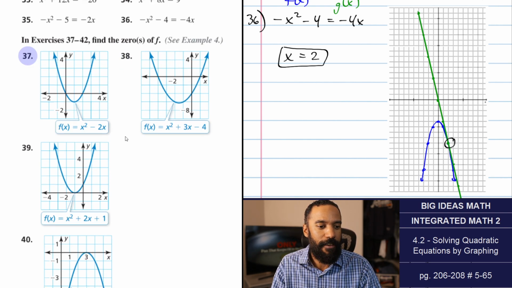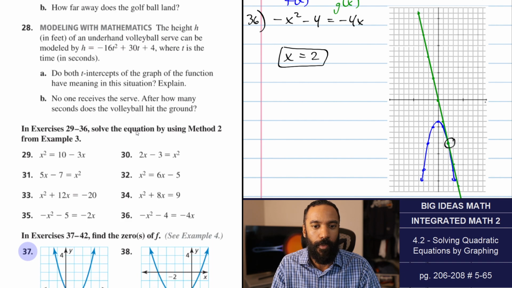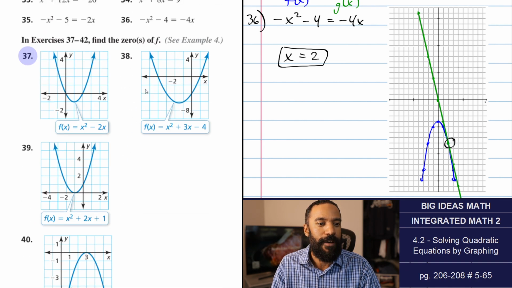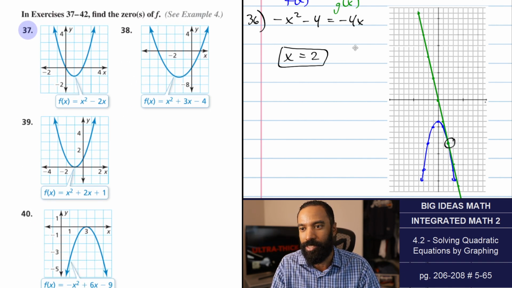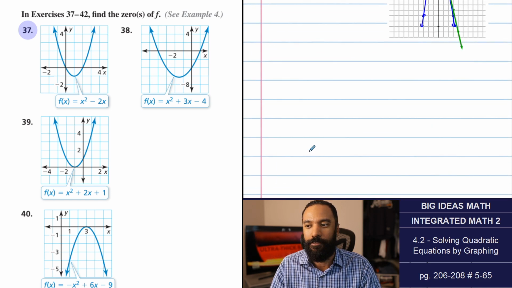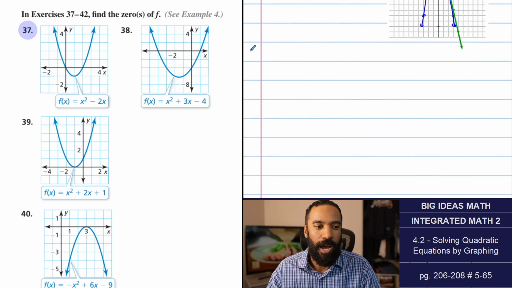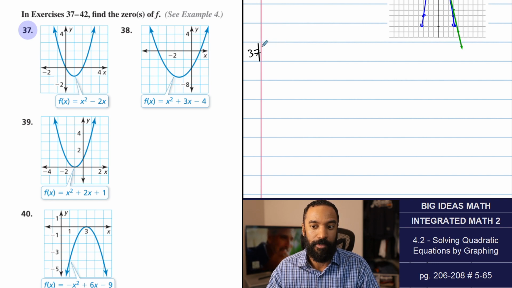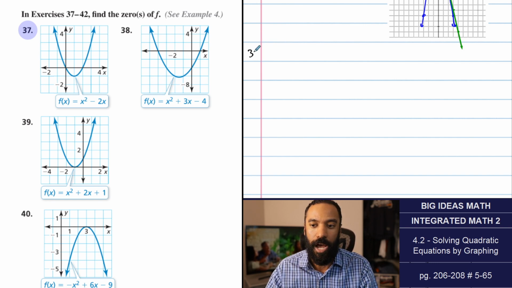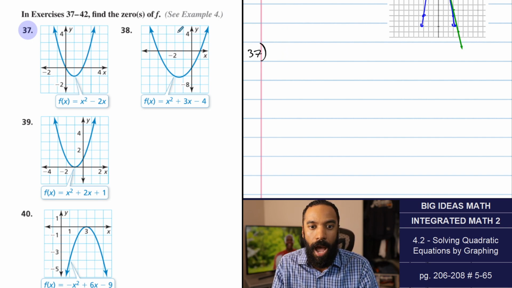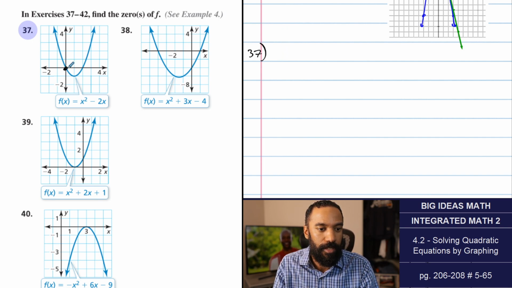All right, find the zeros of f on numbers 37 to 42, and we're given the graphs of those. So finding the zeros, guys, we're just looking at the graph and finding where they cross the x-axis. I'm not scoffing at the problem. I'm just saying don't let it overcomplicate what they're asking you to do. I'm going to go based off what they show us.